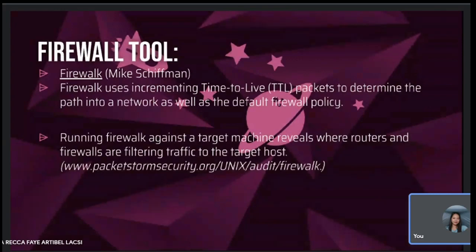So a firewall tool example is Firewalk, which was authored by Mike Schiffman. Firewalk uses incrementing time to live, or TTL, packets to determine the path into a network as well as the default firewall policy. Running Firewalk against a target machine reveals where routers and firewalls are filtering traffic to the target hosts.